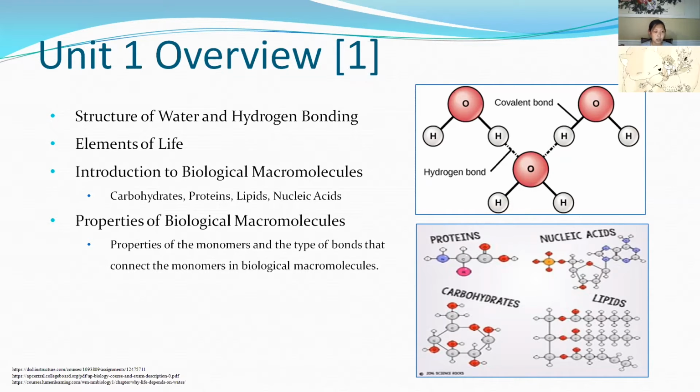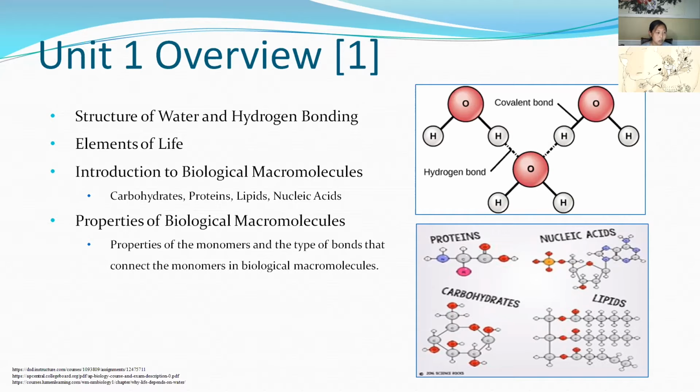And then there's the introduction to biological macromolecules. So the 4 big biological molecules that we have in our bodies, which are carbohydrates, proteins, lipids, and nucleic acids. So these 4 macromolecules are all broken up, have smaller parts called monomers. So the monomer of carbohydrates is a monosaccharide. For proteins, it's an amino acid. For lipids, like a triglyceride, it'd be 3 fatty acids and a glycerol. And for nucleic acids, it's nucleotides.